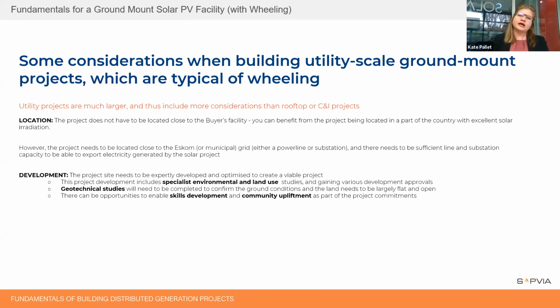The second point when it comes to building utility scale systems is the development. In addition to the design, which you would typically have in a residential or a C&I project, a ground mount utility project needs a development phase, which is obviously permitting the land, specialist environmental and land use studies, and gaining approvals. You might need to subdivide the land, for example.